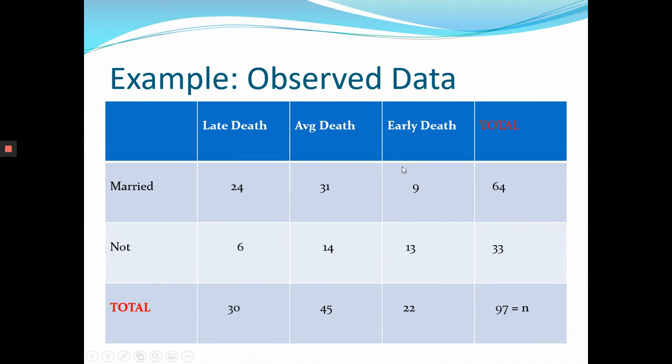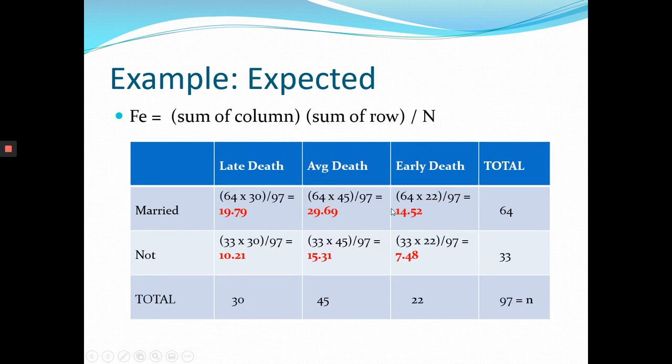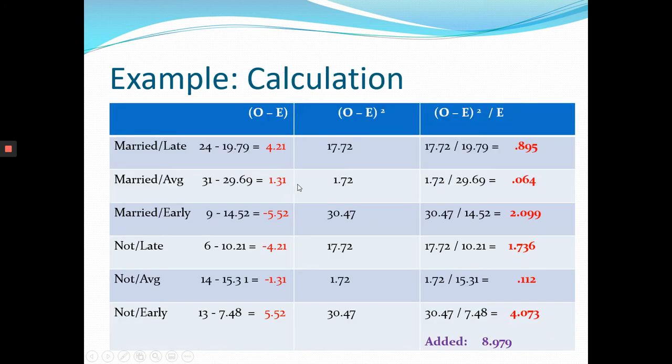So married early, we have 9 people in the actual sample who are married and died an early death. So 9 is the O. What's the expected value? Well, the expected value right here is 14.52. So 9 minus 14.52 is negative 5.52. Keep track of the negatives here because we want to use that later. We want to know the direction: are there more people than we expected or fewer people than we expected? Make sure you have the negative there, even though we square it and get rid of it right away.